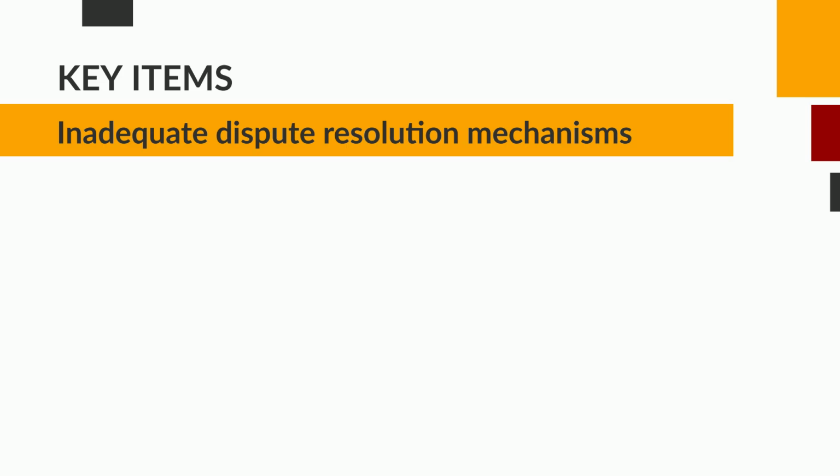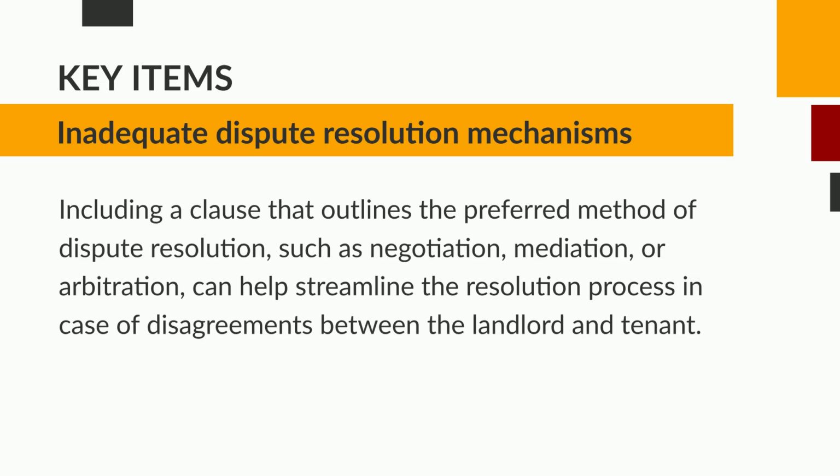Inadequate dispute resolution mechanisms. Including a clause that outlines the preferred method of dispute resolution, such as negotiation, mediation, or arbitration, can help streamline the resolution process in case of disagreements between the landlord and tenant.